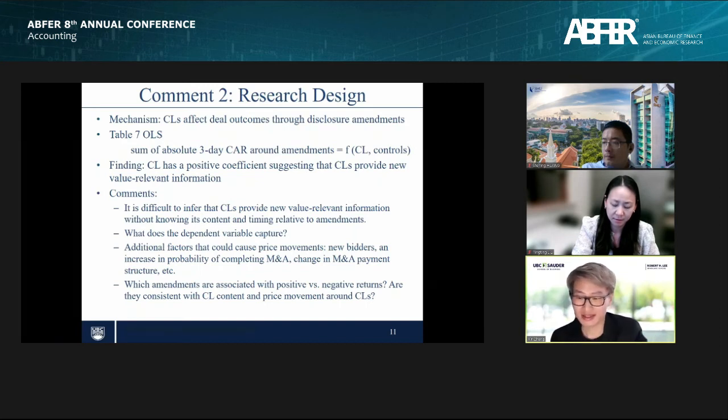And lastly, I would suggest the authors take a look at the stock market movements around comment letters, and in particular, the disclosure or public dissemination of comment letters.